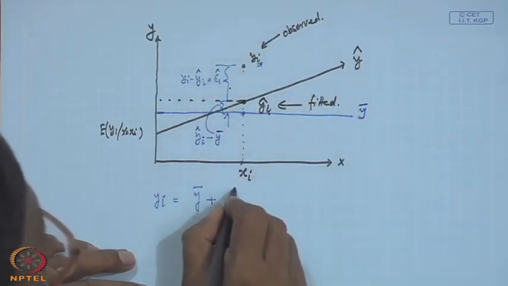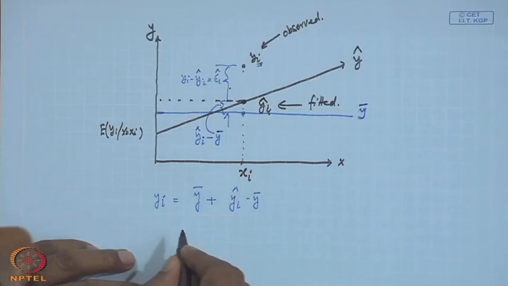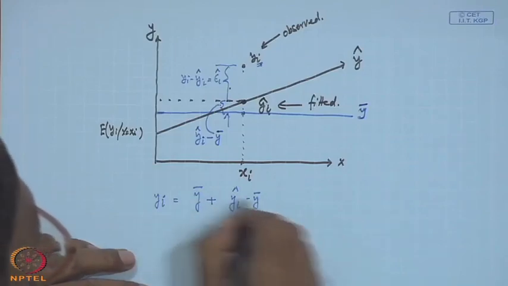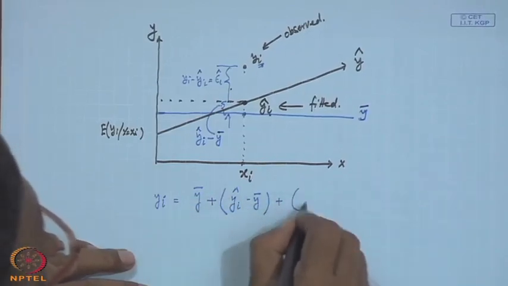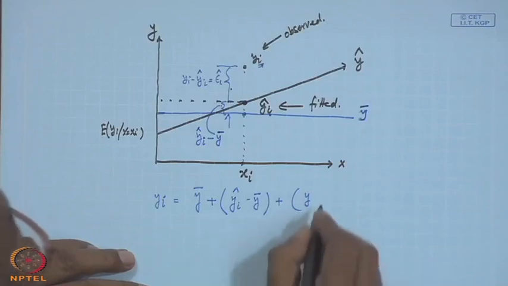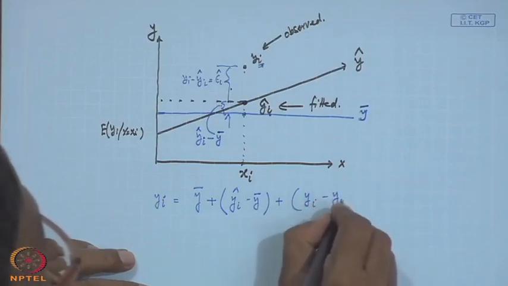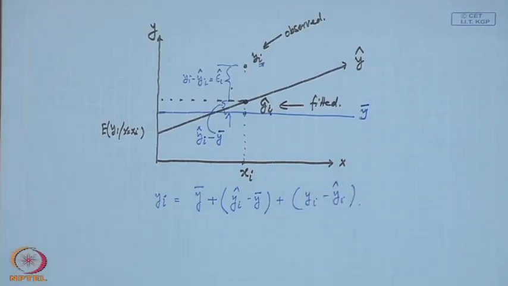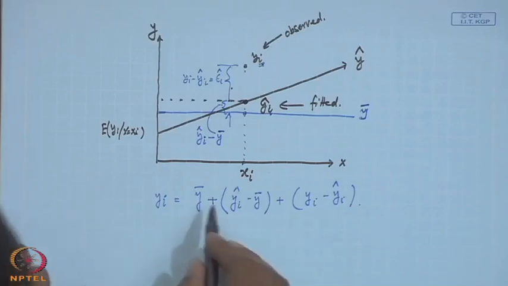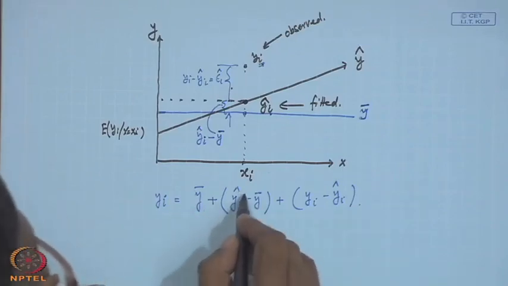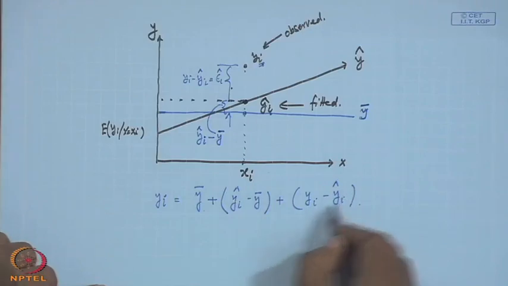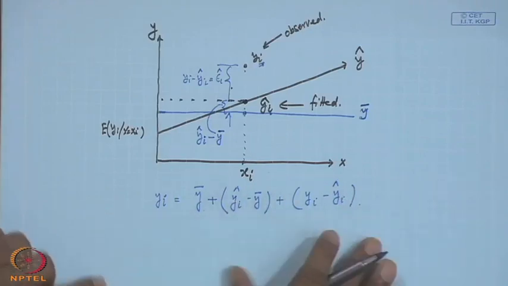So, yi equals y bar plus yi cap minus y bar, plus yi minus yi cap. You can write it like this: y bar cancels out, yi cap and yi cap cancel out, and yi will be there.